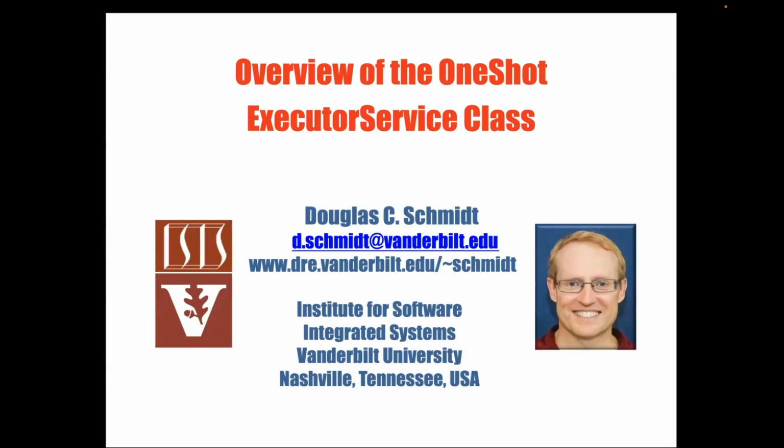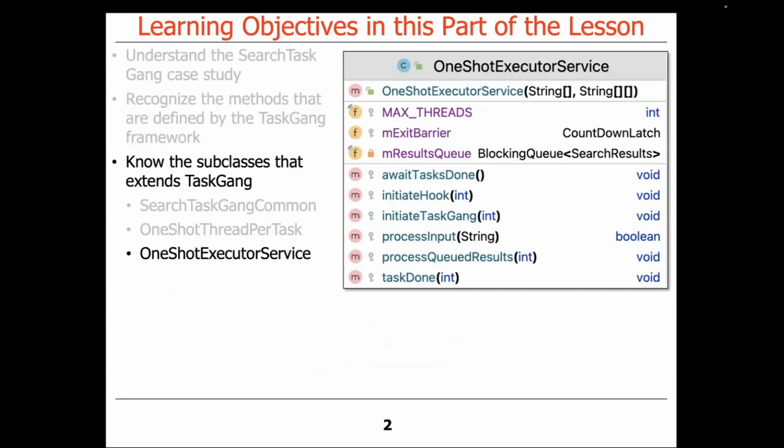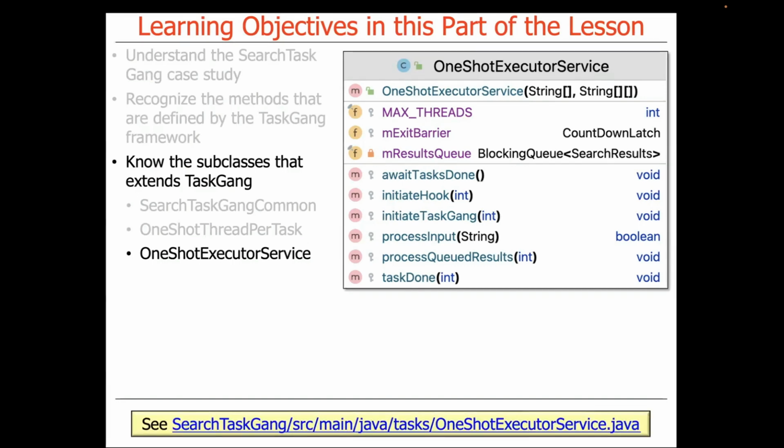Next up on our list is the OneShotExecutorService implementation. We're going to walk through that particular subclass. And again, this doesn't directly extend TaskGang. It inherits it indirectly through SearchTaskGangCommon. And you can find the code here.